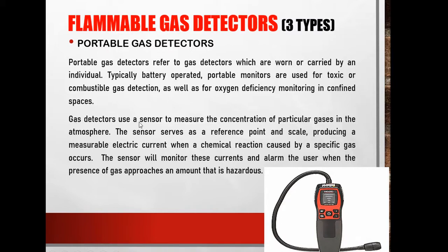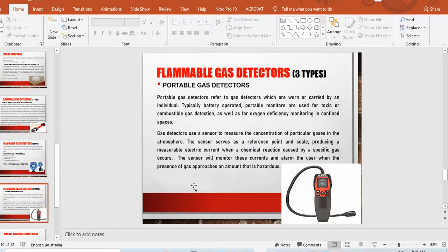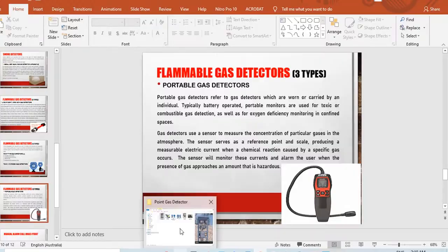So also gas detectors use a sensor to measure the concentration of particular gases in the atmosphere. The sensor serves as a reference point and scale, producing a measurable electric current when a chemical reaction caused by a specific gas occurs. The sensor will monitor these currents and alarm the user when gas approaches an amount that is hazardous. So portable gas detectors are very useful. You just carry them around on the facility.